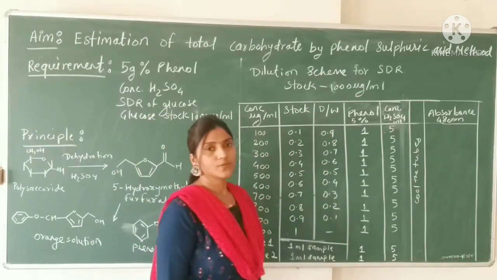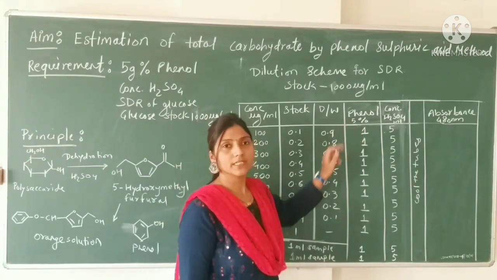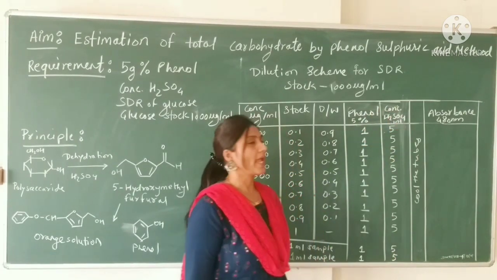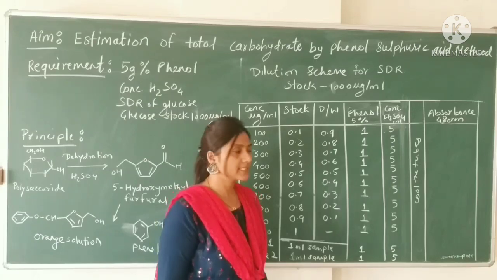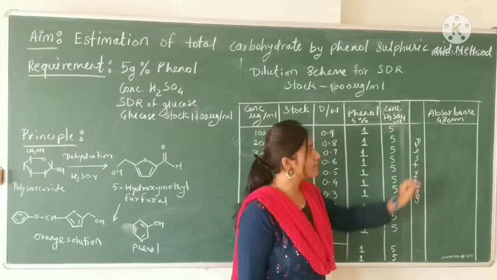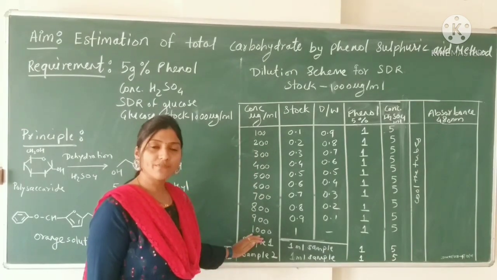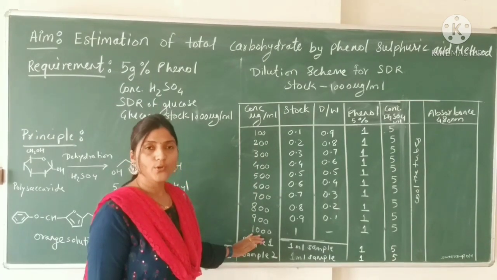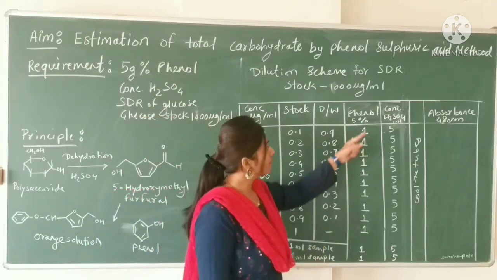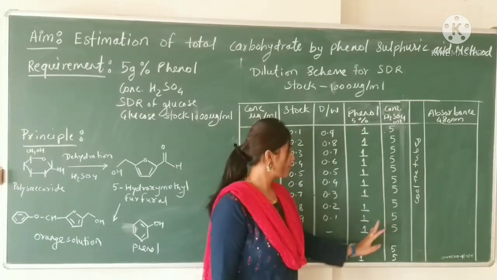Now to all the 10 tubes you have to add 1 ml of 5% phenol, and after that you have to add 5 ml of concentrated sulfuric acid. After that you have to cool the tubes and then take the absorbance at 480 nanometers. At the same time you have to set a reagent blank also. To prepare the reagent blank, we will take 1 ml of distilled water and add 1 ml of 5% phenol and 5 ml of concentrated sulfuric acid.